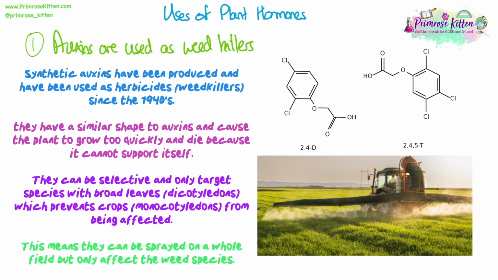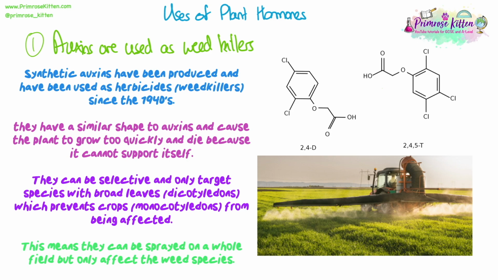So our first use of auxins is that they can be used as weed killers. So synthetic auxins have been produced. So we've taken the auxins that are naturally produced and we can now make them chemically or synthetically in the lab. And they've been used as herbicides, which is the fancy name for weed killers. Herb meaning plant type herb, and side always meaning to kill on the end. And they've been used since the 1940s.